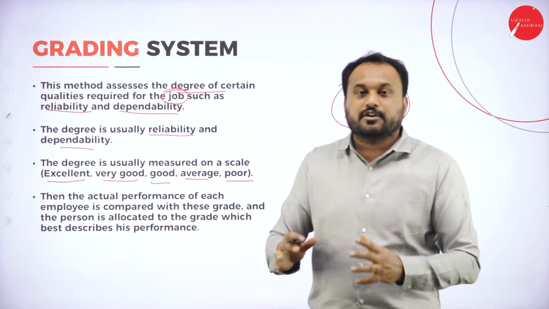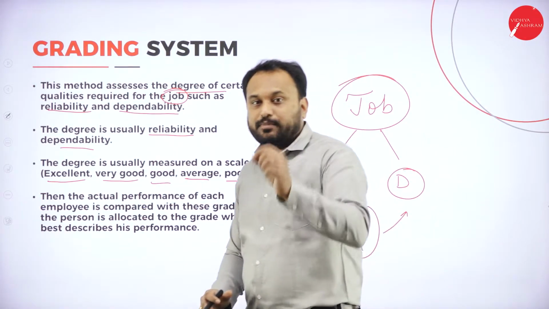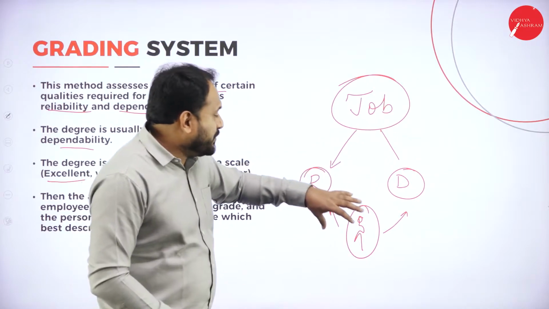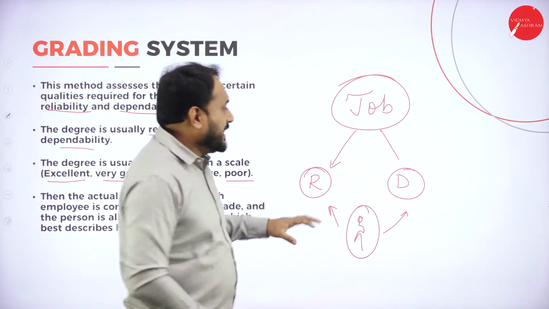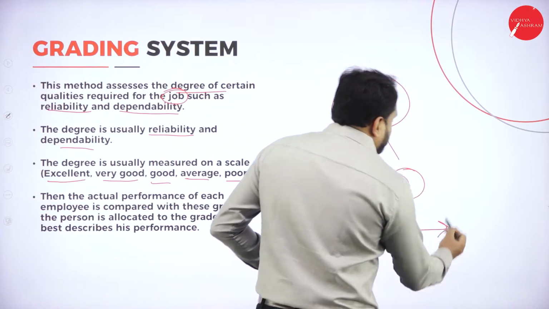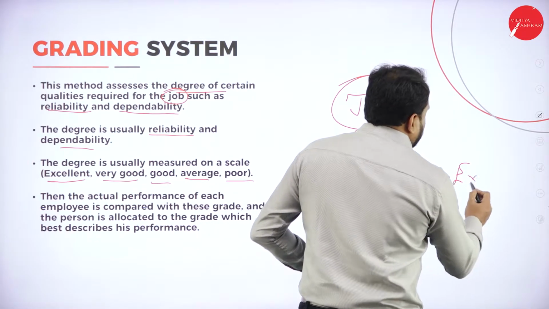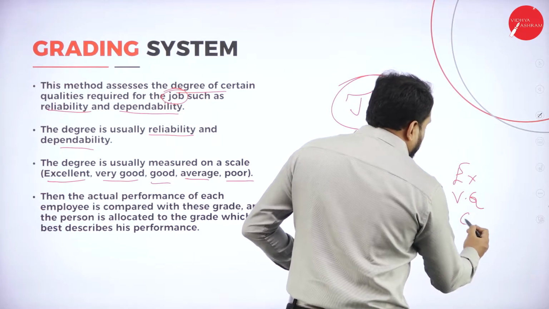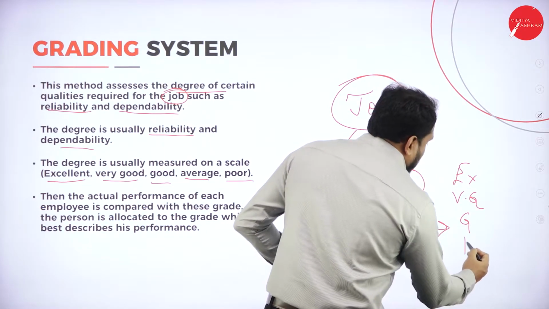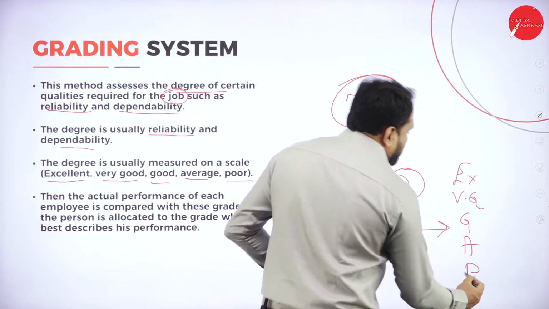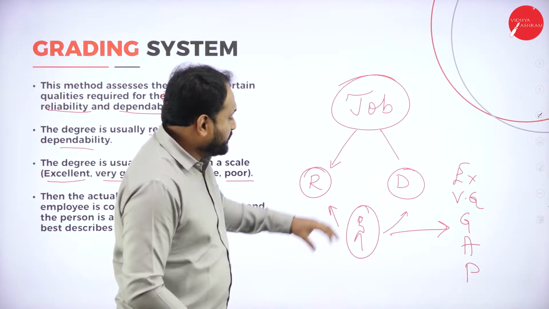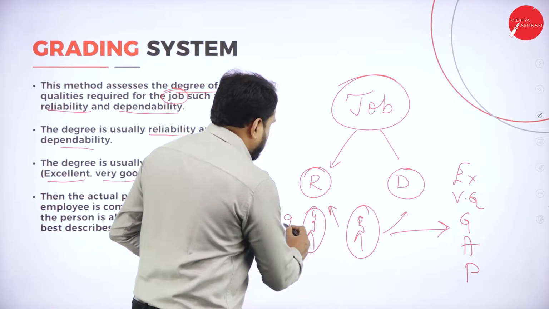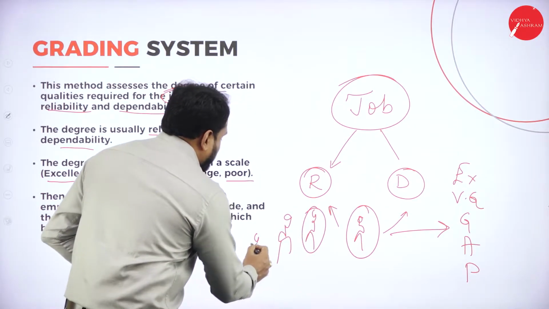The same way here also, for that particular employee who is doing a job, that person will be given a scale. Is he excellent at doing the job? Is he very good? Is he good? Again, is he average or is he poor? So if you go with that, what happened? Say there are 5 employees. Let's go with this.